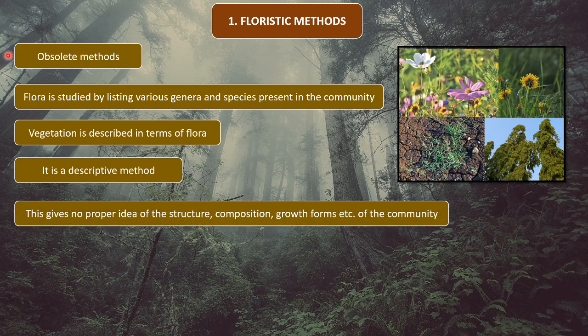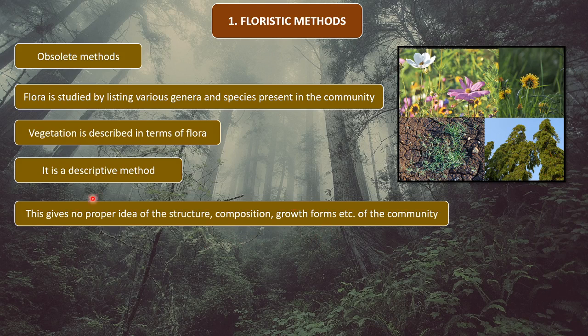But this method, as I told, is obsolete, not used anymore, or this is not the only method on which we can rely to understand the characteristics of a community, because this gives no proper idea of structure, composition, growth forms, etc. of the community. So this method is not going to give us an idea of what would be the structure of the community, what the community is composed of, and what the various growth forms are that are present, right?